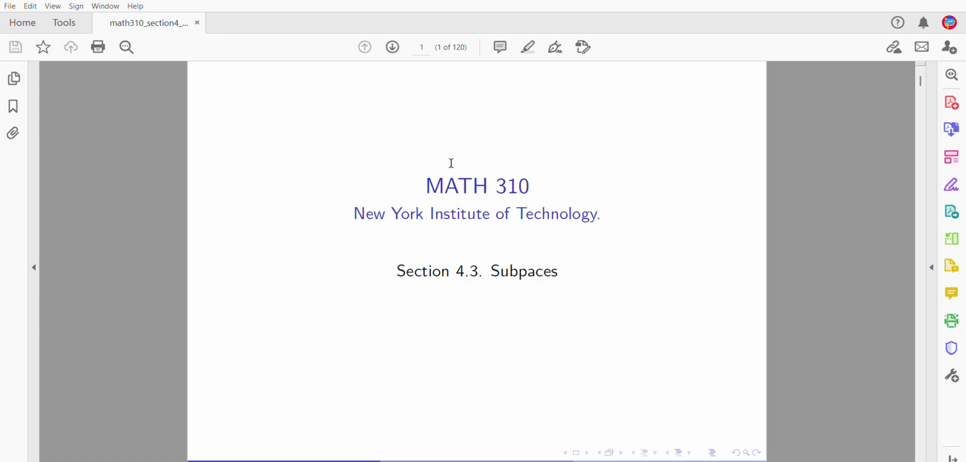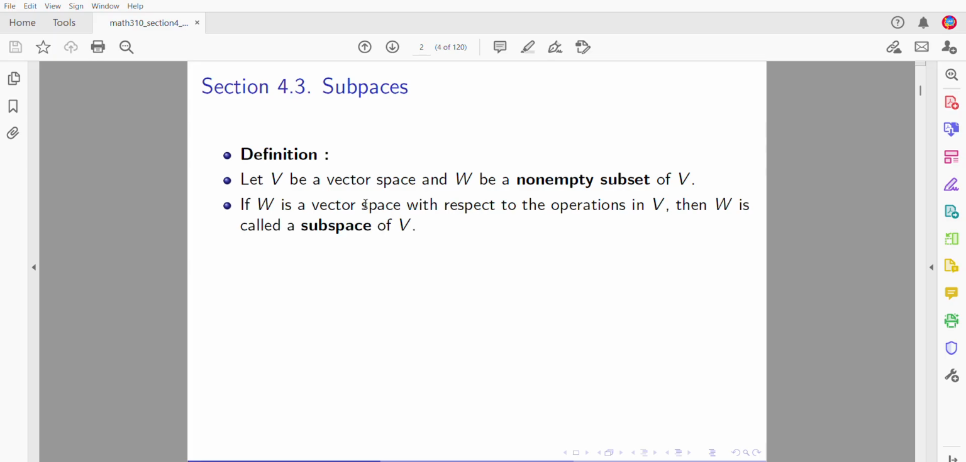Section 4.3, subspaces. Definition. Let V be a vector space and W be a non-empty subset of V. Non-empty means there has to be something in W. If W is a vector space with respect to the operations on V, then W is called a subspace. You see, V is a vector space, W is inside V, it's a subset of V. If W is a vector space in its own right, using the two operations of V, then W is called a subspace of V.